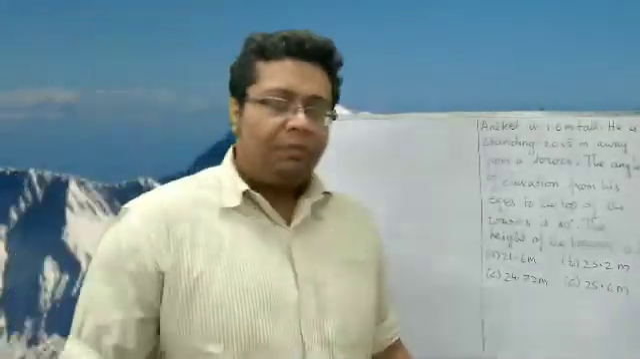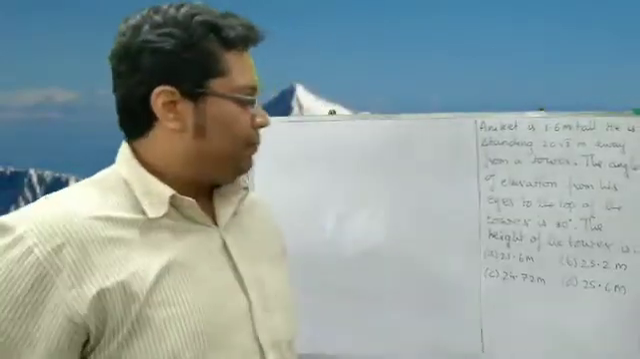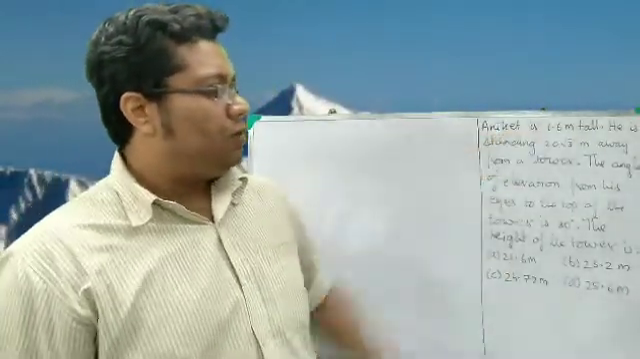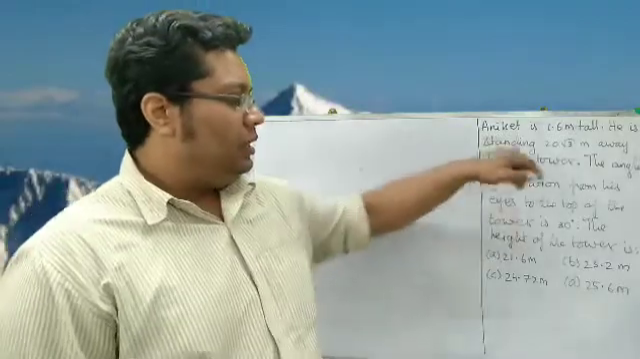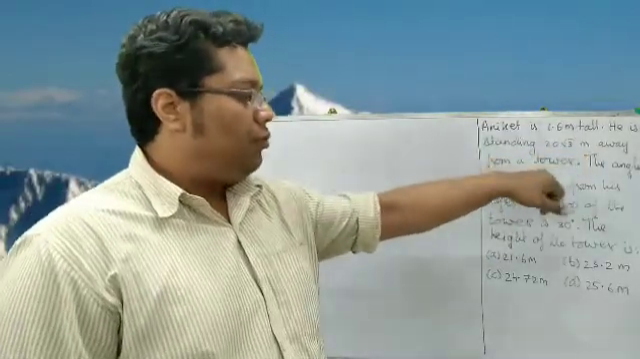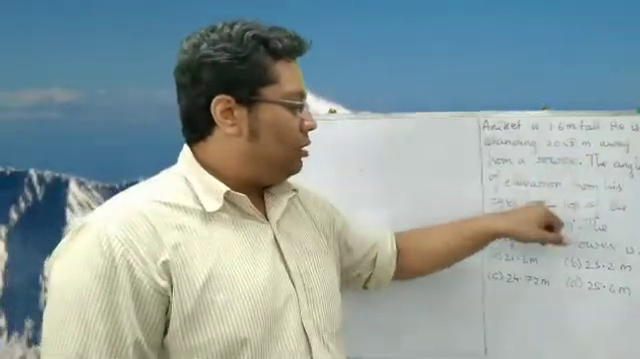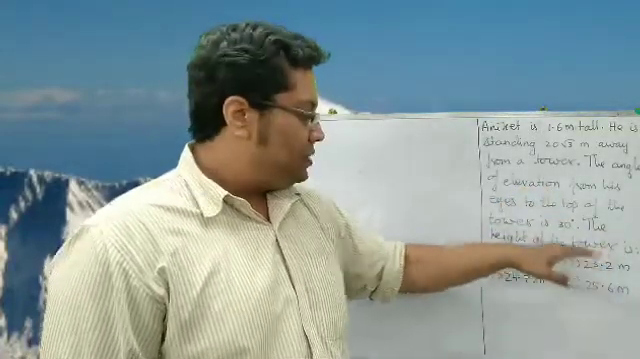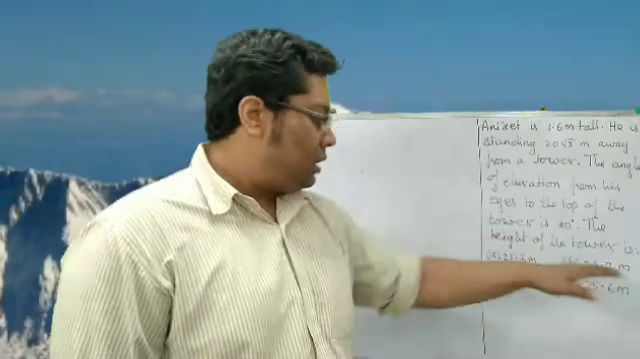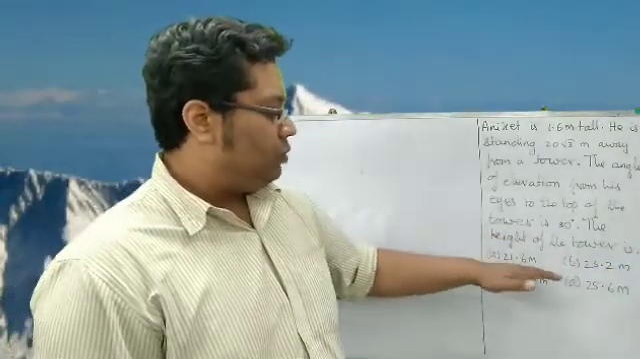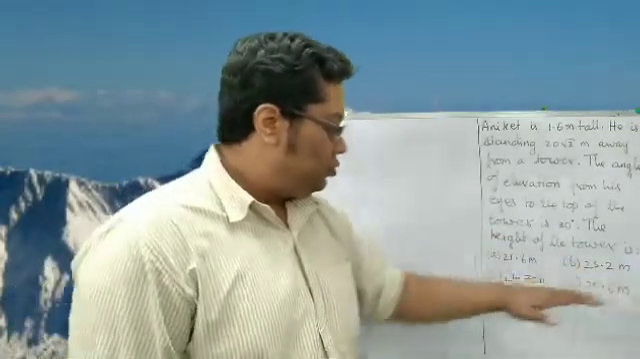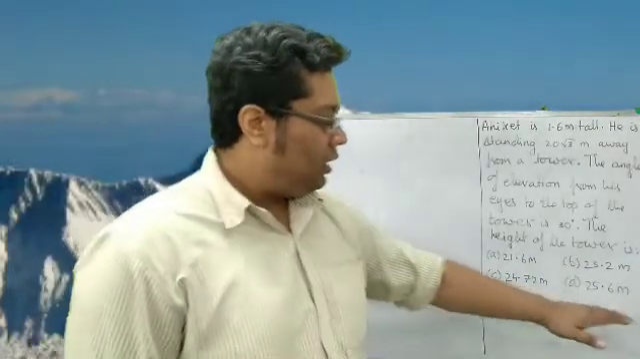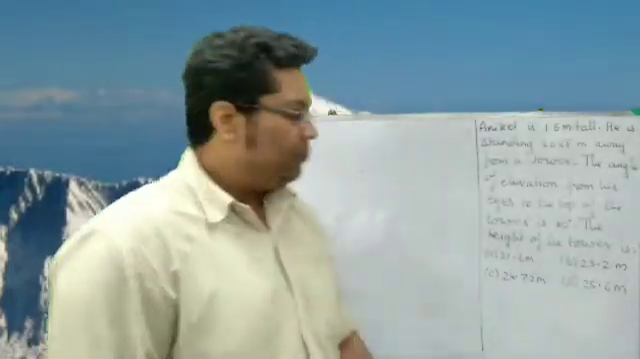Let's now up the difficulty level a bit. Aniket is 1.6 meter tall. He is standing 20 root 3 meter away from the tower. The angle of elevation from his eyes to the top of the tower is 30 degree. So what will be the height of the tower? There are options given: 21.6, 23.2, 24.72 and 25.6 meters.